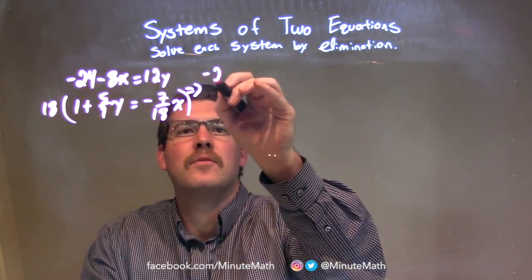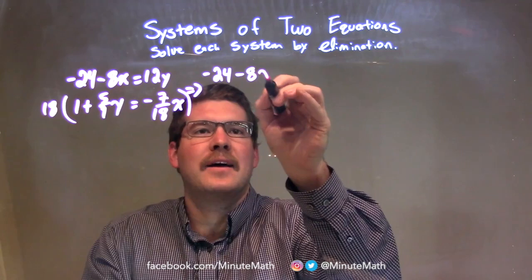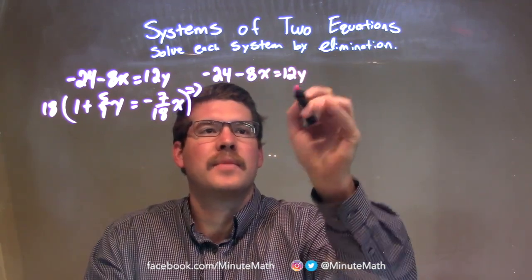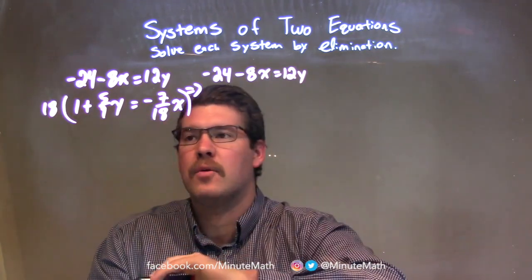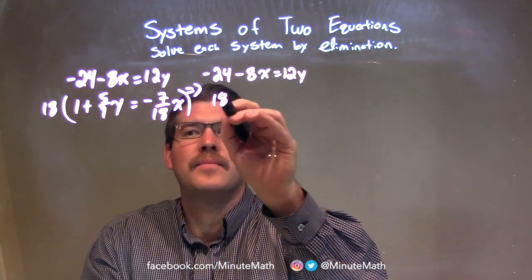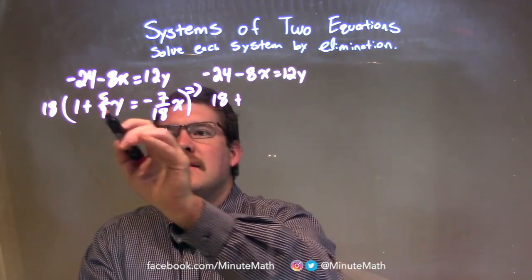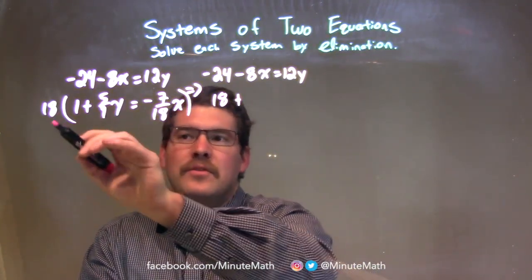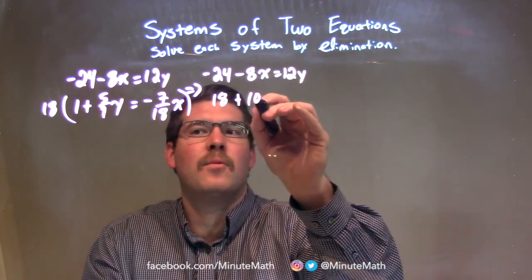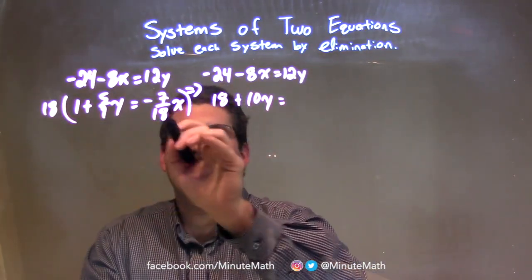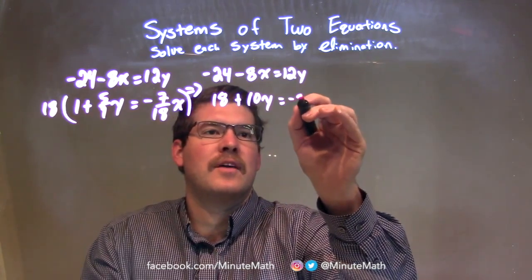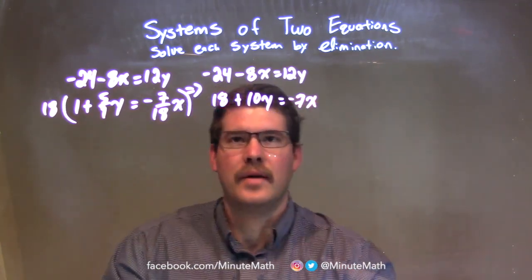So we have a negative 24 minus 8x equals 12y, and then we have 18 multiplied across. 18 times 1 is 18. Plus, well, 18 times the 9, or divided by the 9, gives me a 2. 2 times 5 is 10, so we have 10y here. And then 18 eliminates, we just have a negative 7x right there.